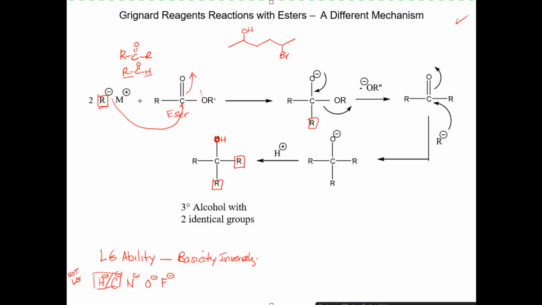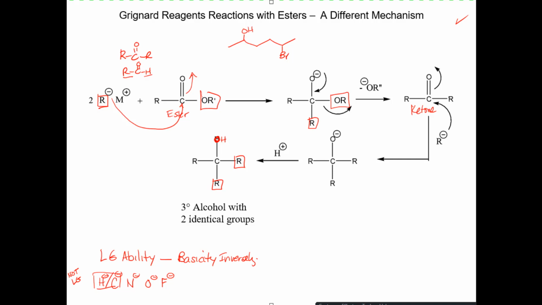But now look at what I did. Now I put an OR group on there. So what happens is that when you add your Grignard and form your alkoxide, again, the O minus says, you know what, I can be more stable if I can bring this pair of electrons down. Is there a group here that can leave? Yes. The OR group could leave as an OR minus, and then I could reform my carbonyl. If that happens, I end up forming the ketone. Well, we already know that ketones react with Grignards to form now tertiary alcohols.